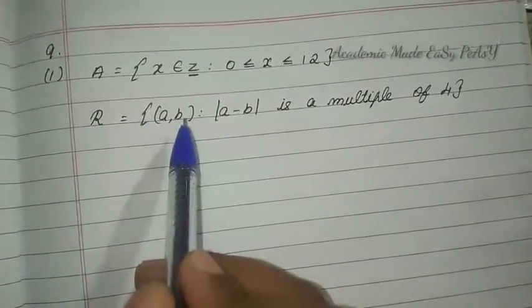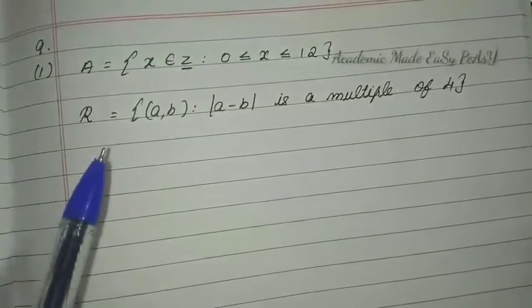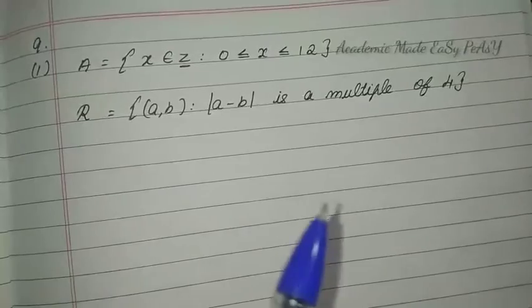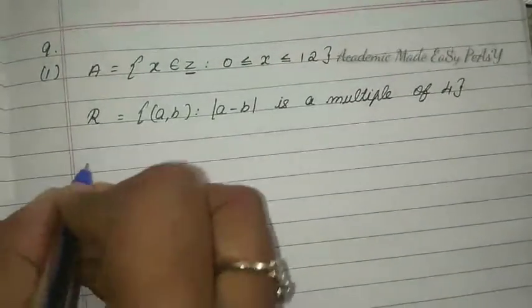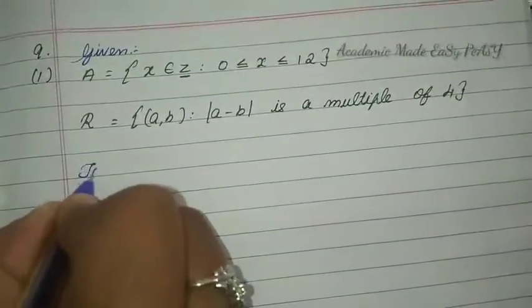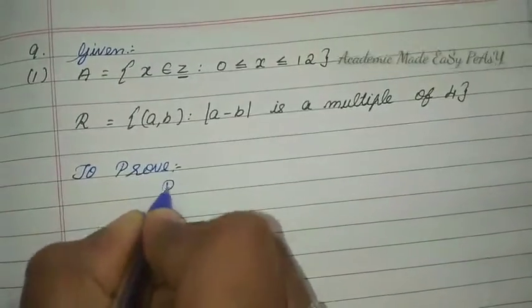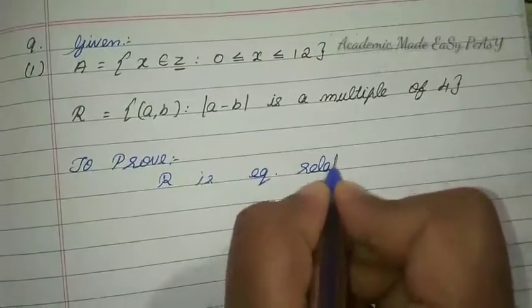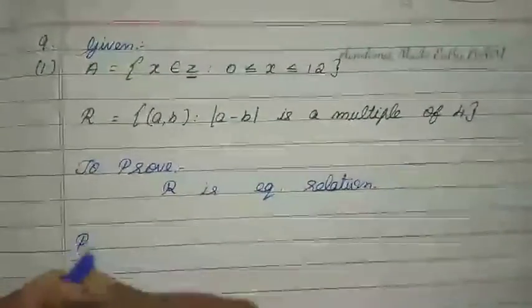R is equal to {(a, b) such that modulus a minus b is a multiple of 4}. The condition is given, so we'll write this is given. Then to prove R is an equivalence relation, okay, now we'll move on to the proof part.